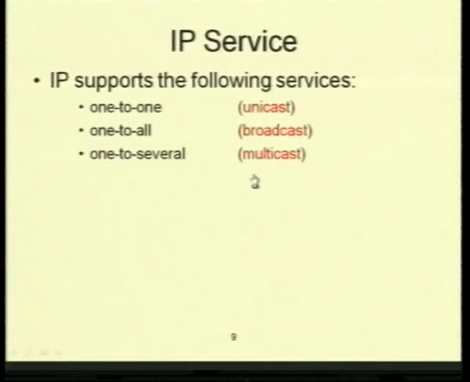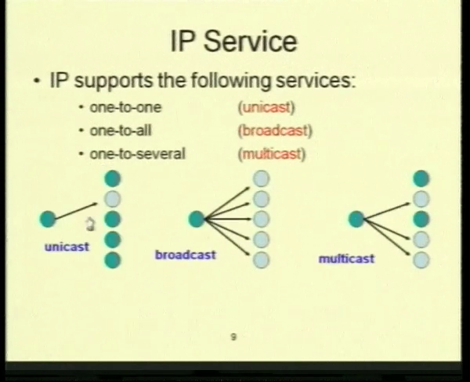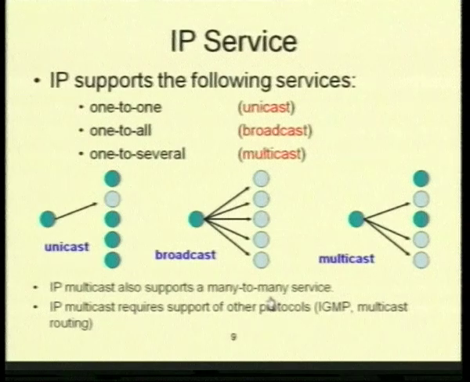Coming to the IP service, it provides 3 different types of service: unicast, broadcast and multicast. Unicast we know is a one-to-one service, broadcast is one-to-all, multicast is one-to-several, one-to-many. So, unicast is something like this, broadcast goes to all of them, multicast to just a particular group. IP multicast also supports a many-to-many service. Of course, it uses the support of other protocols for doing this. You have something called the IGMP protocol or the multicast routing protocol, which are used for the multicast operation, but otherwise it supports unicast, broadcast and multicast.